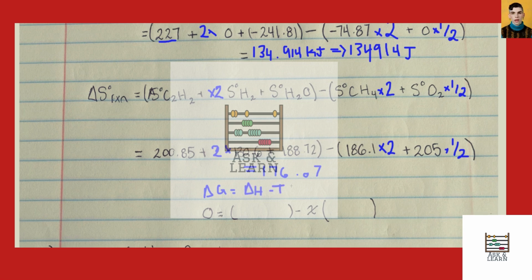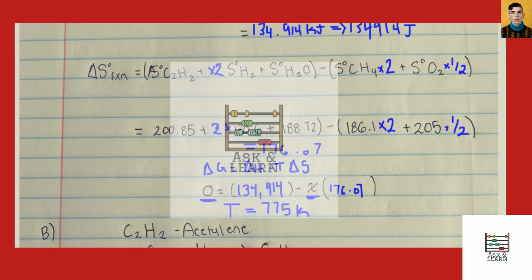Great, so now we are again going to use the equation above, delta G equals delta H minus T delta S. So again, we're setting delta G to 0. We're going to fill in our delta H in joules: 134,914 joules minus X, where X is temperature, that's what we're solving for, times 176.07 joules. Great, and that should come out to be a temperature of 775 Kelvin. So above this temperature, the reaction will be spontaneous.